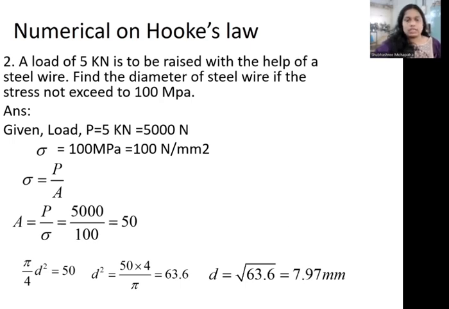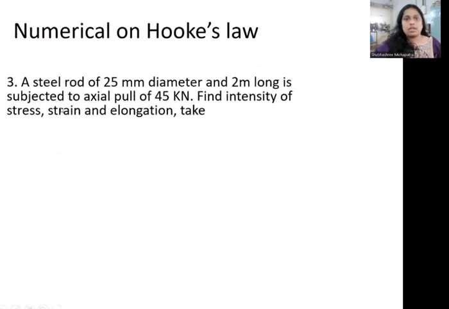Okay, the next problem. A steel rod of 25 mm diameter, so here the diameter is given, and 2 m long, so length is given, subjected to an axial pull of 45 kilonewton. So load is given here. Axial pull is given, so it will generate the tensile stress. Find the intensity of stress. That means we have to find out the stress. Then we have to find out the strain. Then elongation, that is nothing but the change in length. We have to assume Young's modulus as 2 into 10 to the 5 Newton per mm square.